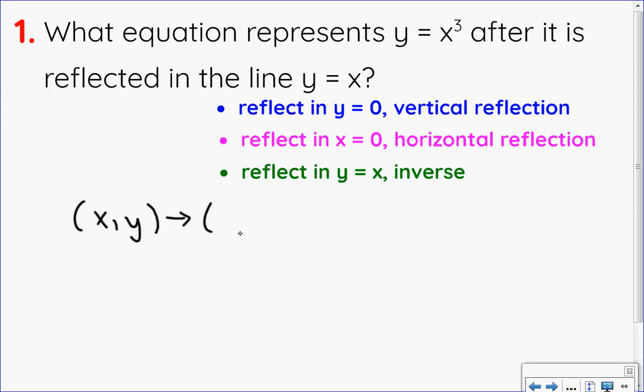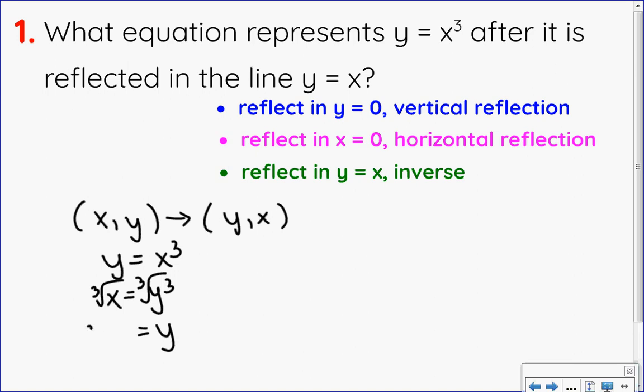Now, by definition of inverse, (x, y) becomes (y, x), domain becomes range, range becomes domain. So if I have y equals x cubed, the first thing I do is interchange x and y. So to get y by itself, I would just take the cube root of both sides, and y is equal to the cube root of x. So that would be the inverse.